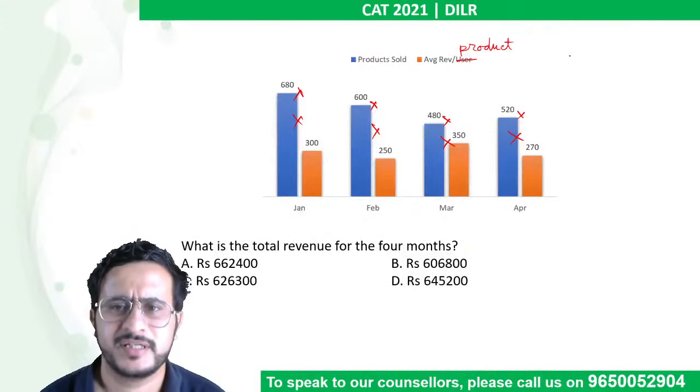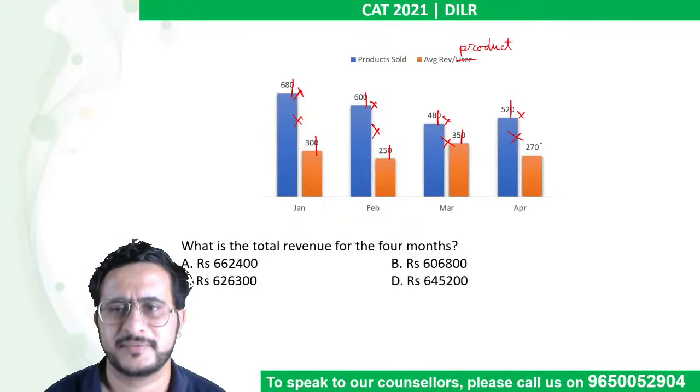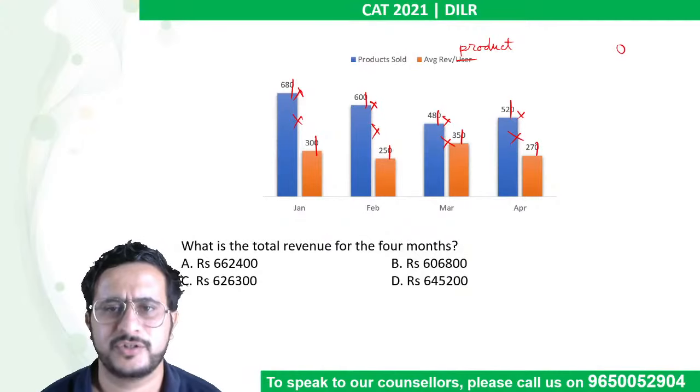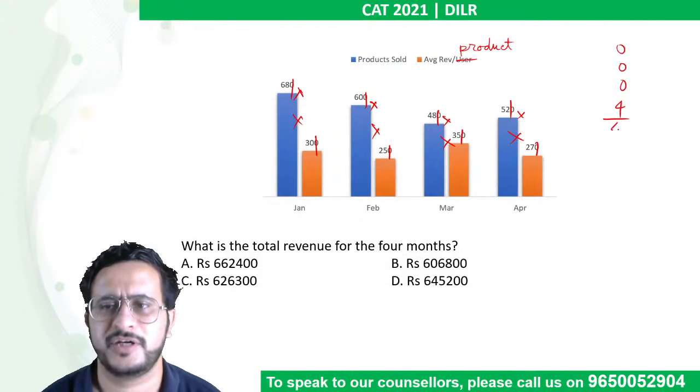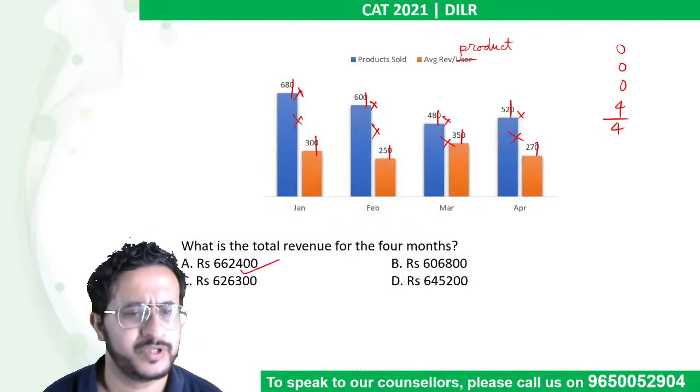What you can do is remove two zeros from all calculations. One way is last digit. 6830, last digit is 0; 6025, last digit 0; 4035, last digit 0; 2 into 7, last digit 4. So 4 is the only answer.